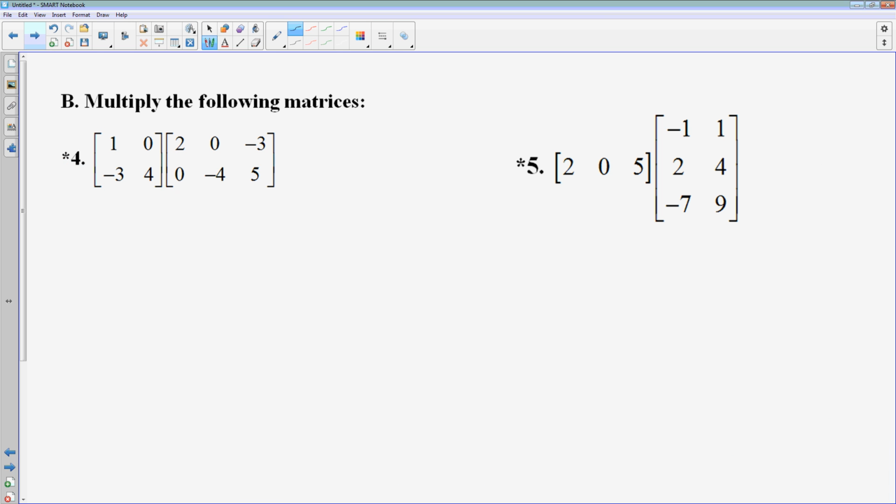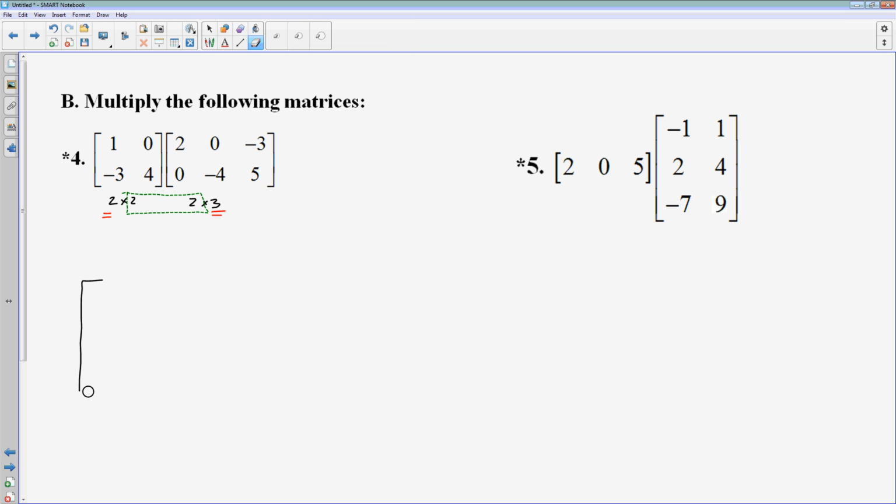Part B, we are multiplying matrices. Remember when you multiply, you first need to identify the dimensions, and these need to be done by hand. That's what those little stars by the numbers mean. This is a 2 by 2. This is a 2-row and 3-column matrix. If the middle two numbers match, then that means we can multiply, and my answer is going to be a 2 by 3 matrix. So I'm going to go ahead and draw my outline for a 2 by 3 matrix.